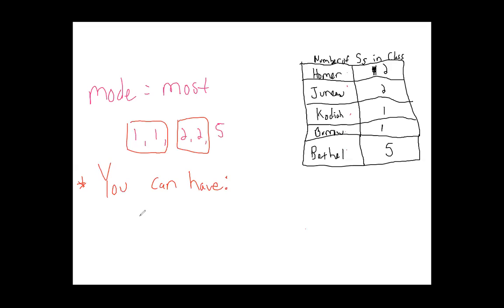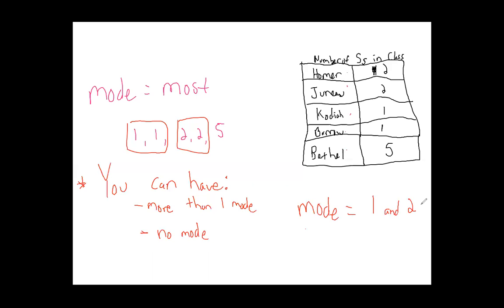The good thing to remember is you can have more than 1 mode, or you could have no mode. But in this problem, we have more than 1, right? What's our mode in this problem? The mode is 1 and 2.